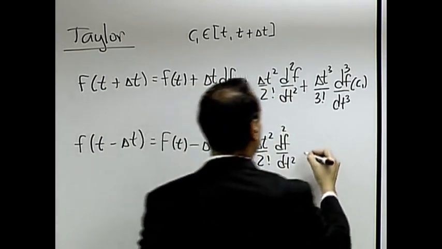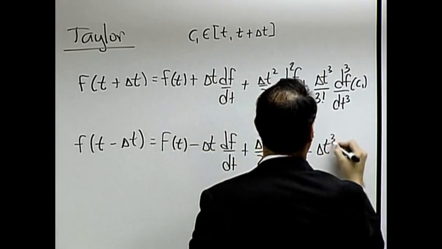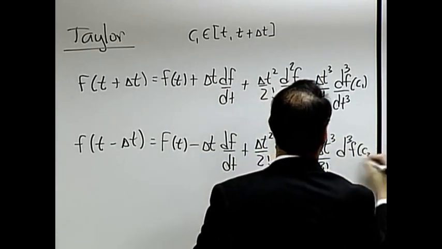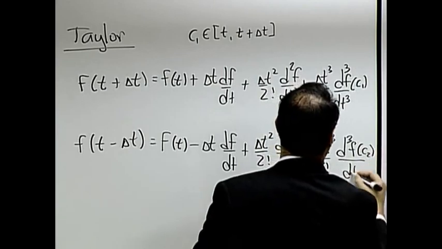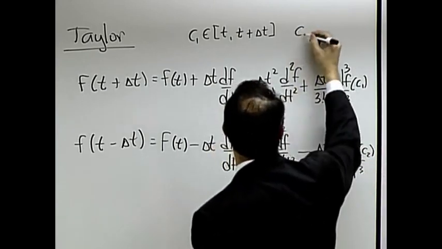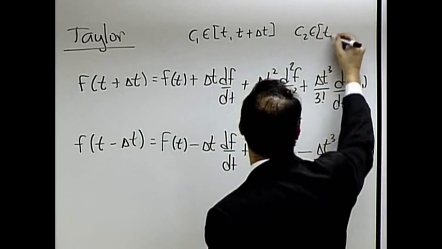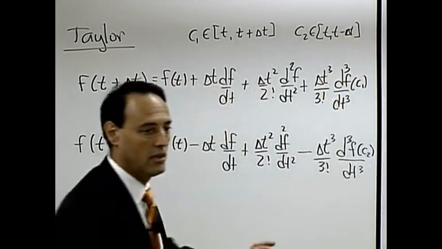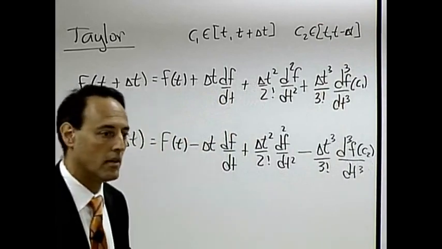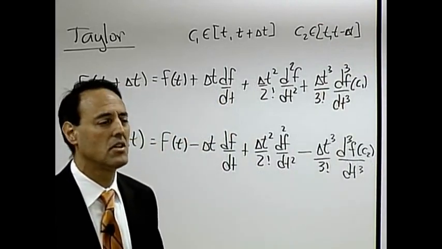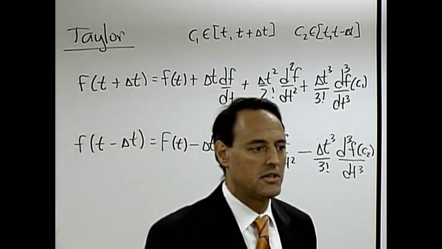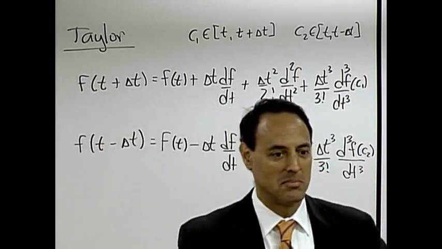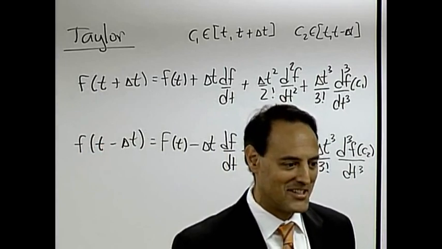Minus delta t cubed, 3 factorial, C2 d t cubed. Now C2 is some constant, again, I don't know what it is, set between t and t minus delta t. So there we go. We're just using Taylor expansion. This is all Taylor series is. If you know one of these formulas, you have all you need to know to be successful in this class.